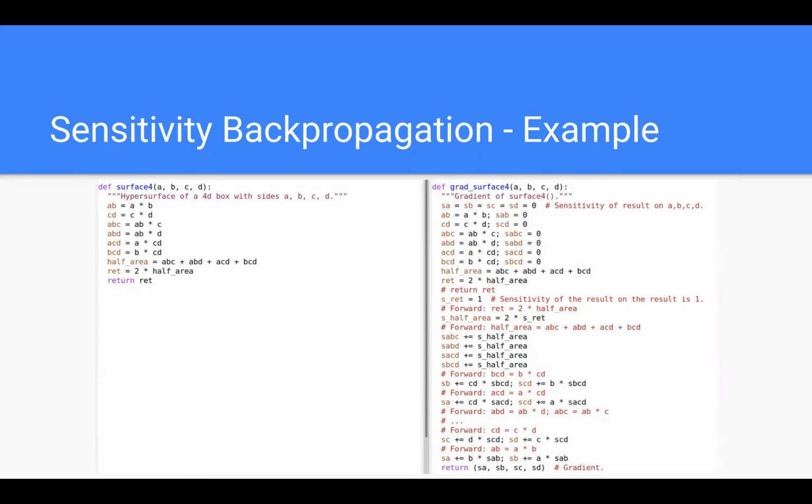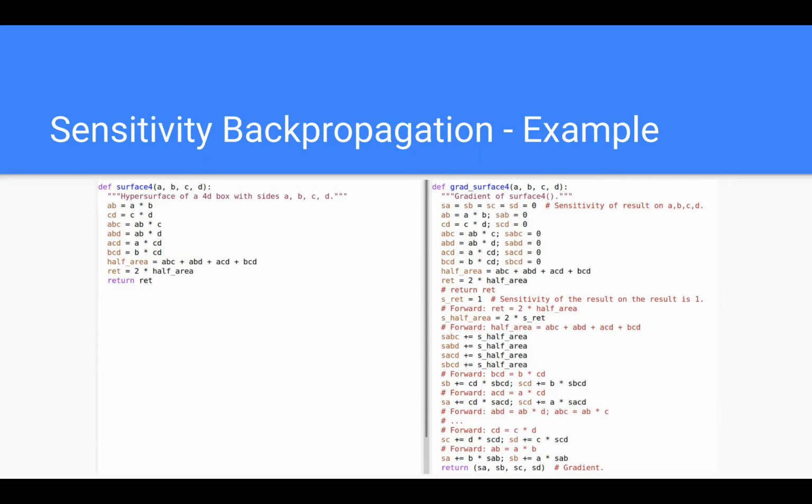Now, this return value is twice the half area. So if I interrupted the forward computation right at the point where I obtained the half area and incremented this by epsilon, then the result, which is twice the half area, would change by 2 epsilon. So the sensitivity of the final result on this intermediate quantity half area is twice the sensitivity of the result on the result. So it's 2 here. And this is what the next line does.